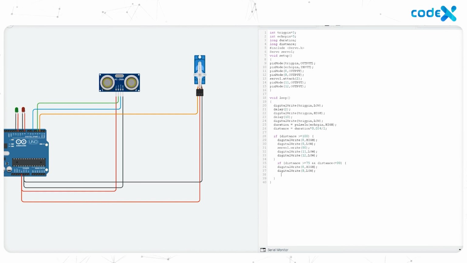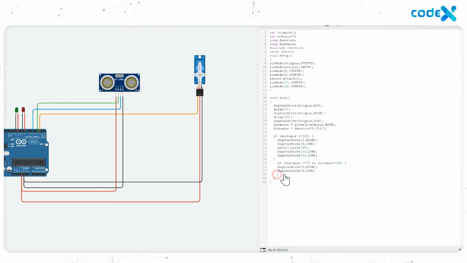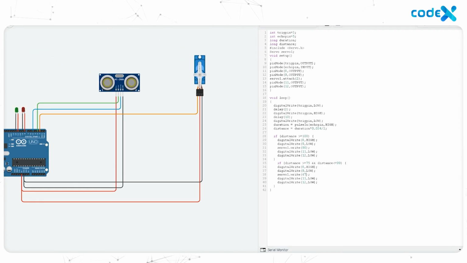Then copy the code from line 31 to 33 and paste it in line 38. Change the rotation of the servo from 90 degrees to 67 degrees. We know that when the distance between the vehicle and the smart gate is between 100 cm and 24 cm, the green LED must be off and the red LED must be on.